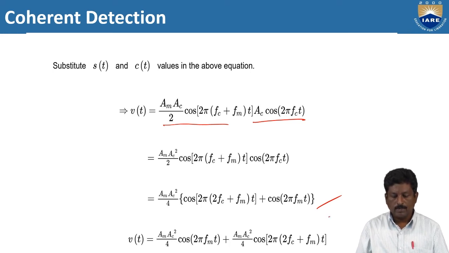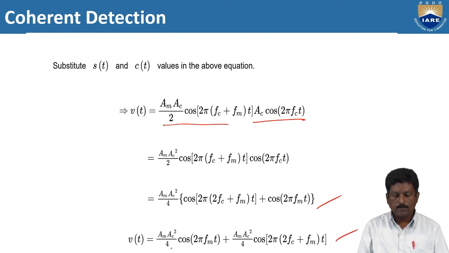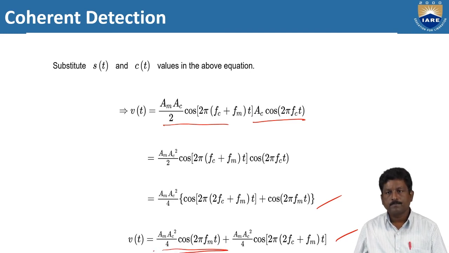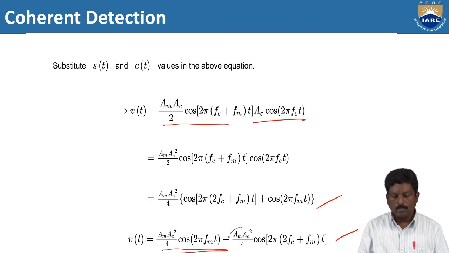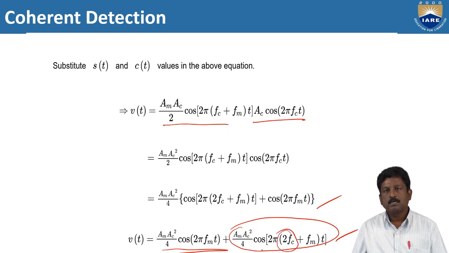So finally this equation gives AM AC square by 4 cos 2 pi FMT. It is a low frequency component, whereas coming to this one, it is a high frequency component. So 2 FC plus FM. So we are getting here 2 times the highest frequency components. So that component is a high frequency component.